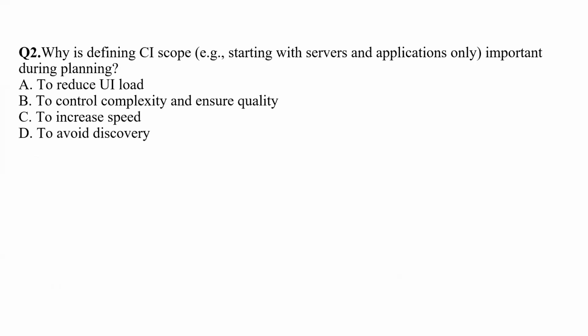Next one. Why is defining a CI scope starting with servers and applications only important during planning? Option A, to reduce UI upload. Option B, to control complexity and ensure quality. Option C, to increase speed. Option D, to avoid discovery. The correct answer is to control complexity and ensure quality. The question says starting with servers and applications only, so start in a simple way.